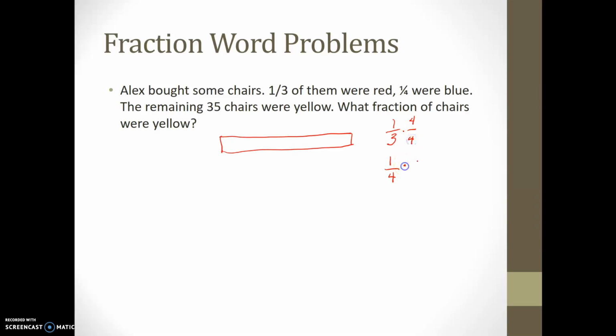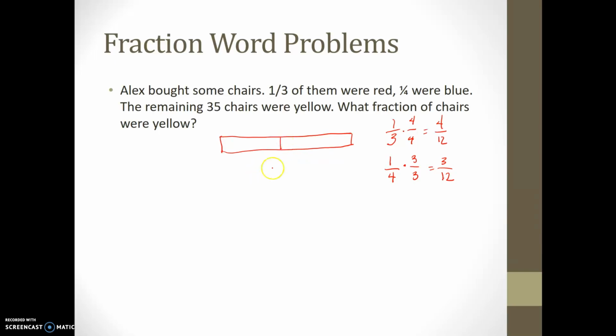So I'm going to multiply the third by 4/4 and the fourth, or 1/4, by 3/3, and I'm going to end up with 4/12 and 3/12. Okay, now we can section up our bar model because we know that our whole is going to be in terms of twelfths.